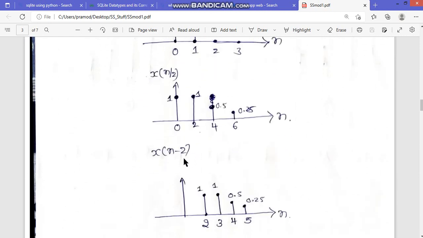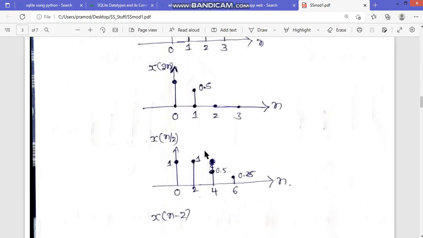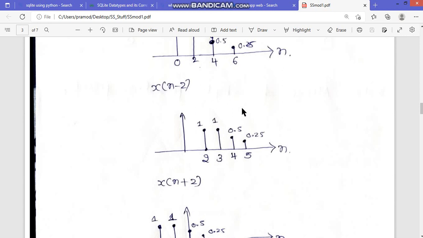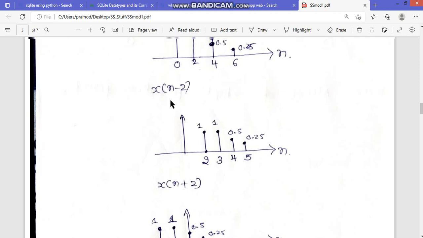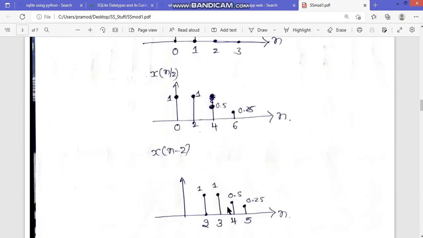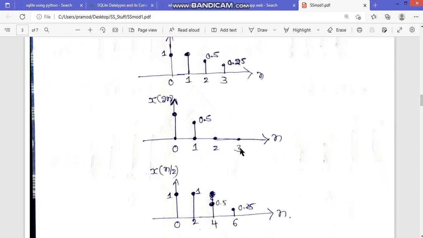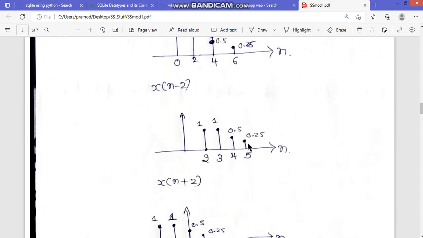Or simply we can say that in general, for x of n minus 2, your signal is right shifted by 2 units, right? You can follow either method. You simply right shift, or as I told, add plus 2 to your original signal. Next, 1 plus 2 is 3, so 3, and 2 plus 2 is 4, so 4, and 3 plus 2 is 5. I hope you are understanding.